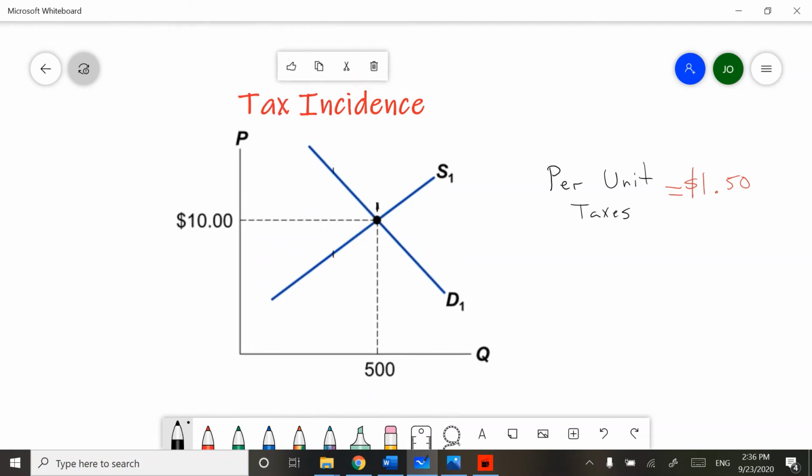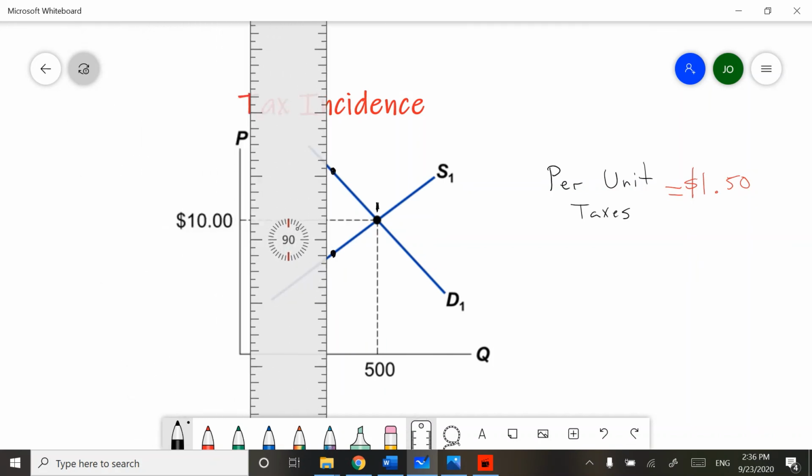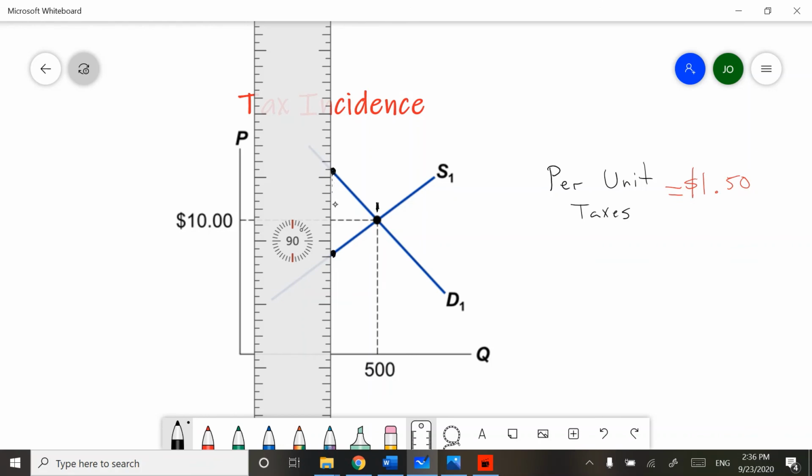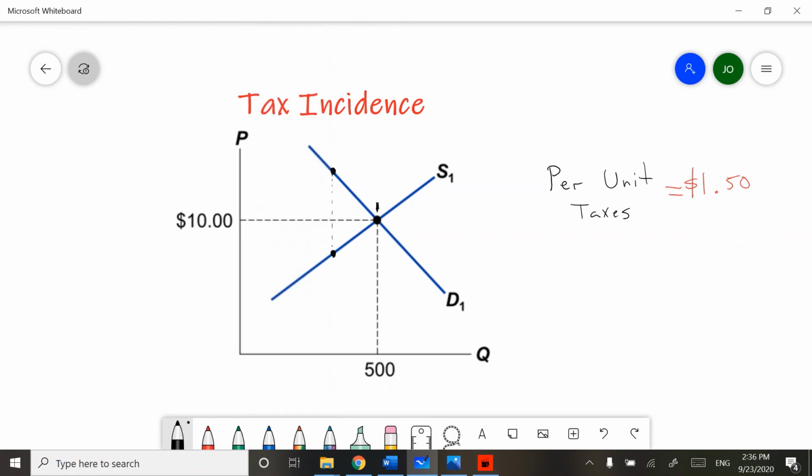Here is an example. We now have 2 points, one on supply and one on demand. And the vertical distance between these 2 points is equal to the amount of the tax. This simplifies everything, and from this we can determine who pays and how much they pay out of this $1.50 tax on every unit.